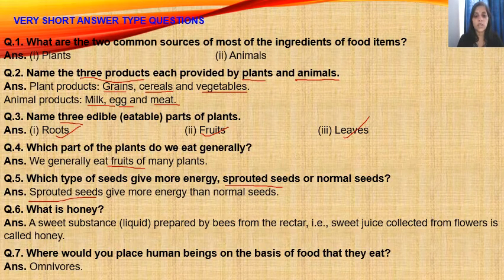Where would you place human beings on the basis of food they eat? We will keep them in the category of omnivores. So your answer will be omnivores, that the human being eats plants as well as animal products.